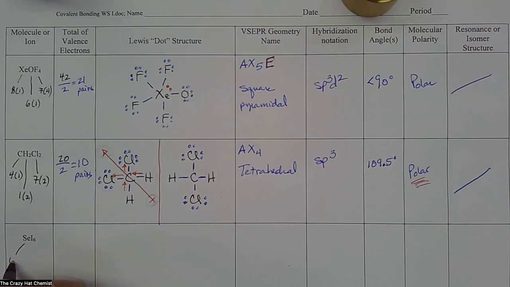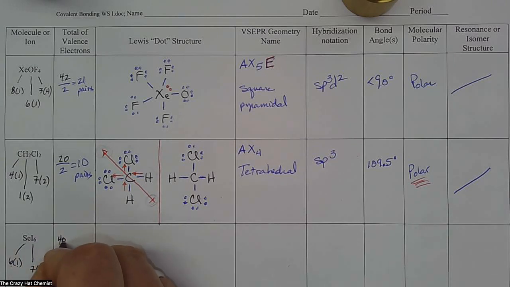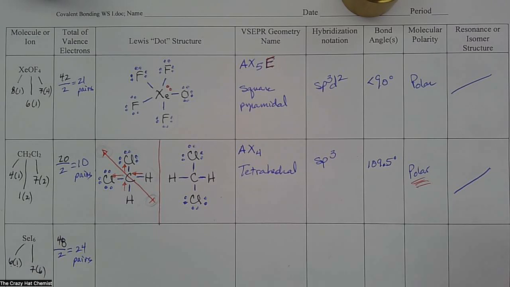Selenium has 6 valence electrons. There's 1 of those. Iodine has 7 valence electrons. There's 6 of those. So it's 6 times 1 plus 7 times 6. And that will yield us 48 total electrons. Remember, we always divide by 2. I'm going to get 24 pairs. Okay. All right, fantastic.